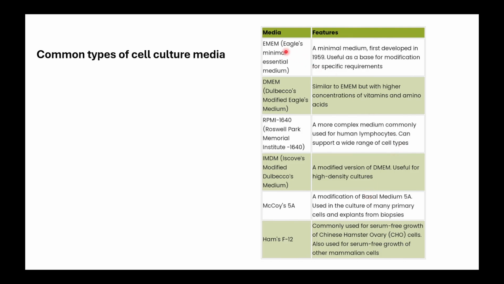And these are some of the common types of cell culture media, like EMEM. This is Eagle's minimal essential medium. This was the first minimal medium to be developed. And there's DMEM, similar to EMEM, but having higher concentrations of vitamins and amino acids. Then there's RPMI 1640. It is a more complex one, which is used to grow human lymphocytes and can also support a wide range of cell types.